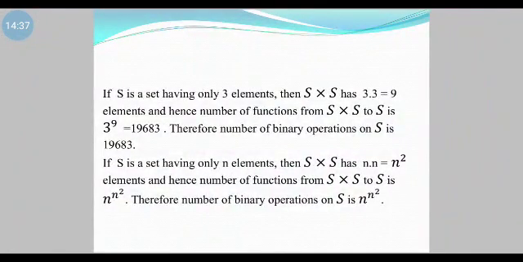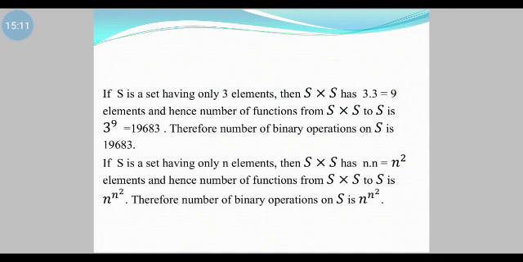Likewise, if S is a set having 3 elements, then the number of functions from S cross S to S is order of S raised to order of S cross S, that is 3 raised to 9, equal to 19,683. Therefore, the number of binary operations on S is 19,683. Now the case where the number of elements in S is n, then S cross S has n square elements.